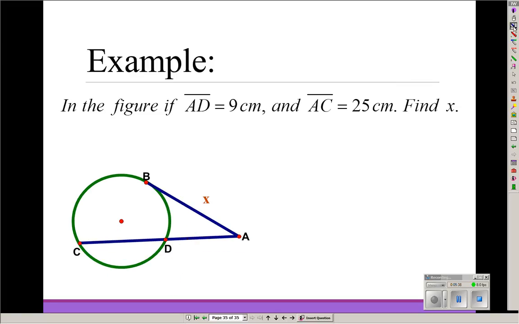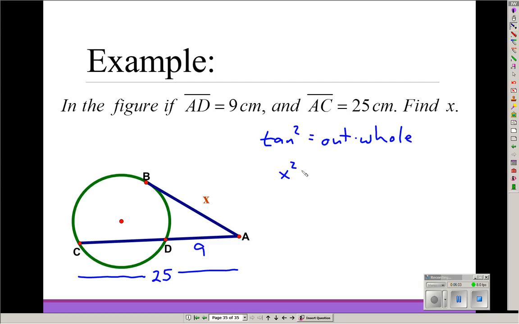So for this example, if AD is 9, AC is 25, find X. Well, we have a tangent and a secant, so tangent squared equals outside times the whole thing for the secant. The tangent is X, so that'll be X squared. The outside part of the secant is 9, and the whole secant is 25.